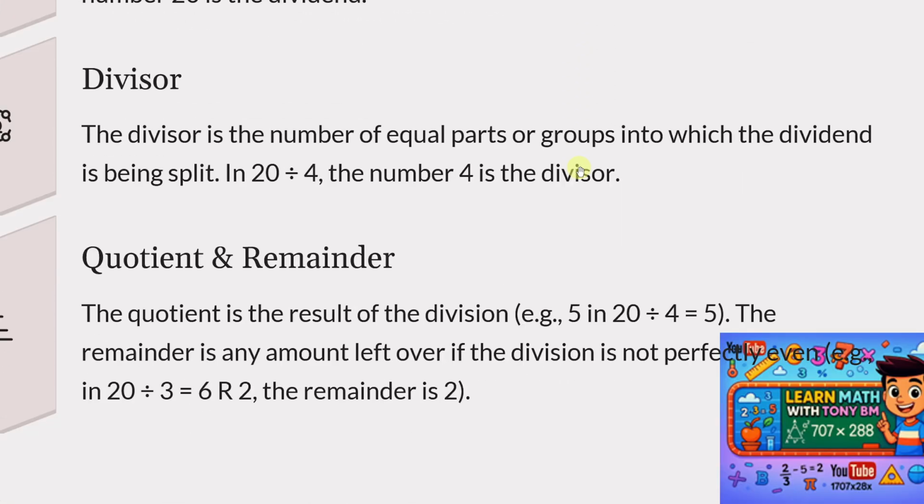Quotient and remainder. The quotient is the result of the division. For example, 20 divided by 4 is 5. The remainder is any amount left over if the division is not perfectly even. For example, 20 divided by 3 equals 6 remainder 2. The remainder is 2.